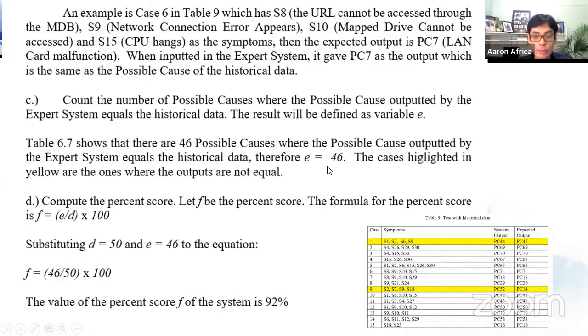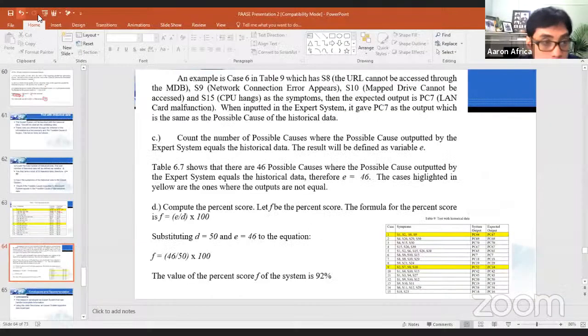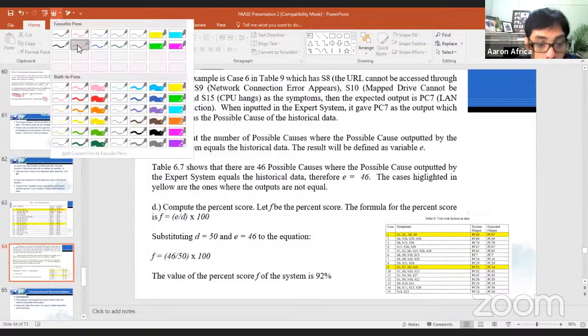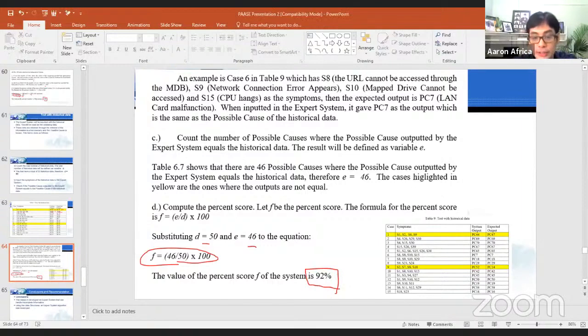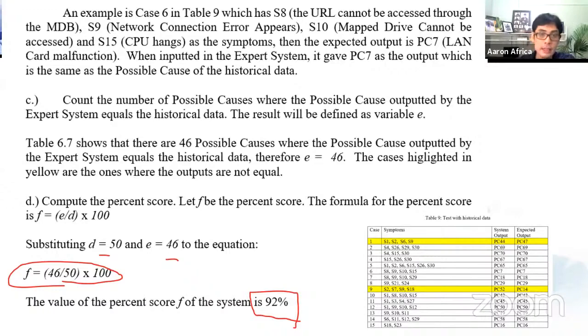Then we come up with the percent score. The formula for the percent score is F equals E divided by D times 100. So, substituting, D is 50 and E is 46. 46 divided by 50 times 100. The value of the accuracy on historical data is 92%.